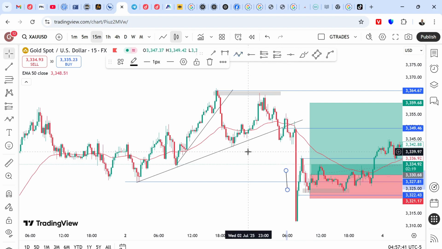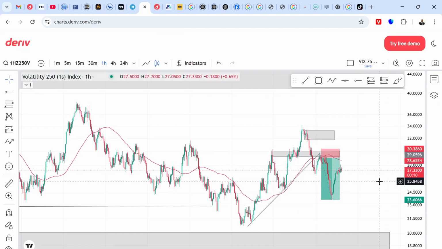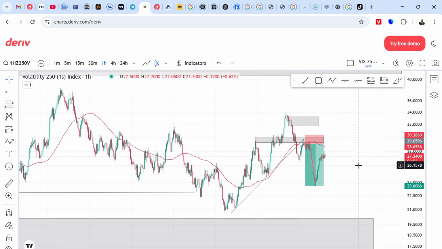And this particular market strategy works in any market condition, whether XAUUSD, currency pairs, indices or volatility indices. Now there's another trade I took on a volatility index that worked again perfectly well. Let me take you to that trade. So this is the trade I took on Volatility 250 index.